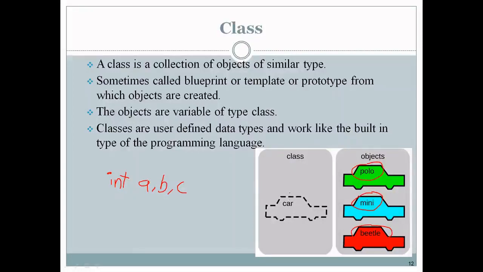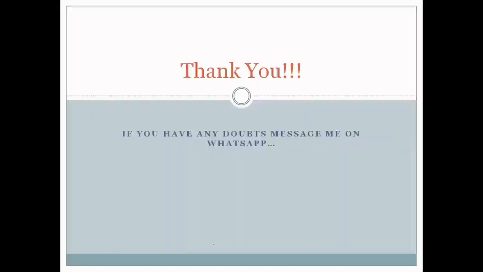Same way here in this example, this class car acts as a type or a data type from which you are creating objects, any number of objects you are creating, like polo, mini and beetle. So this class acts as a user-defined data type. Okay, this is about the class.